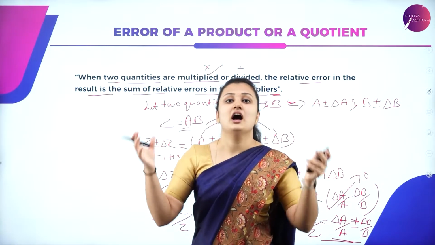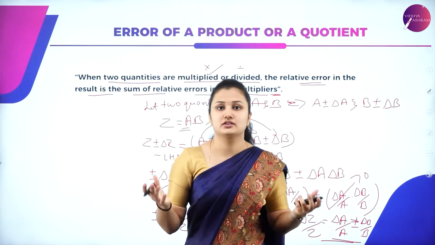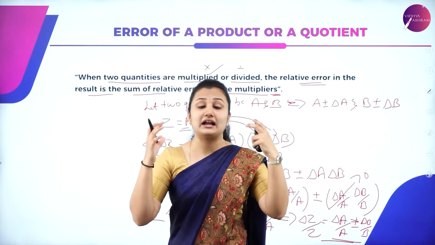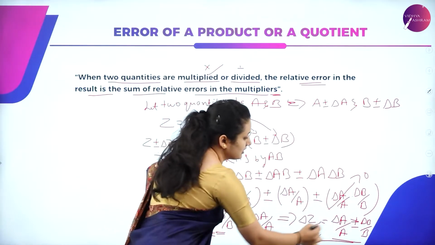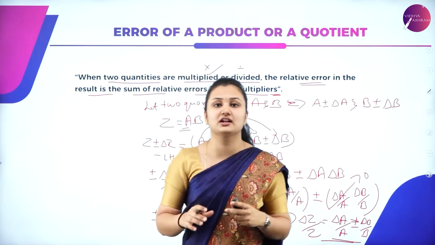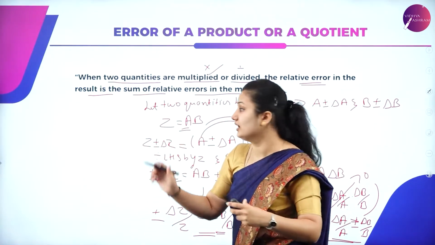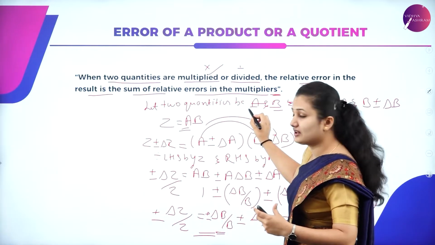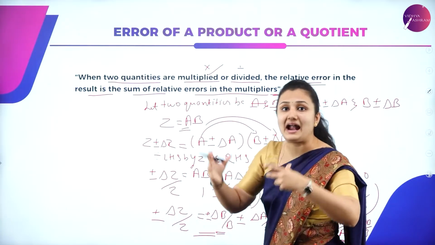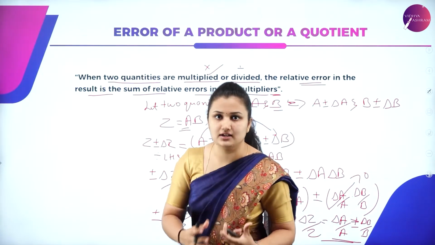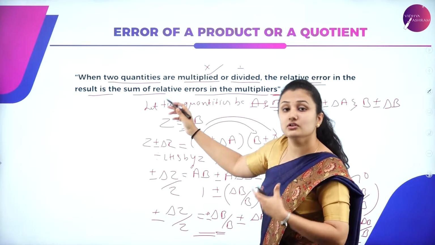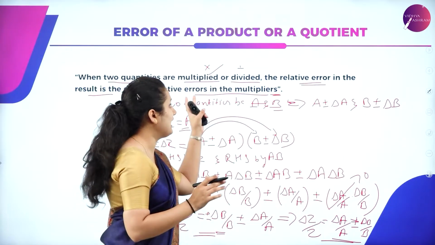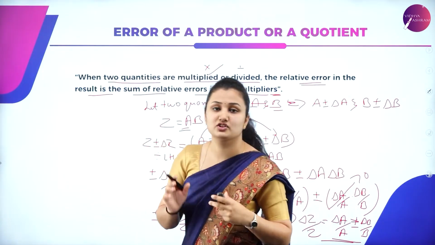When two quantities are divided or multiplied, I am not bothered whether it is divided or multiplied. The relative error in your final result will be the sum of relative errors in the two individual quantities. Relative error in A and relative error in B will be added up at the end of the result. That is what my rule 2 is trying to say. So this is rule 2. Either you multiply or you divide, the error should be the sum of relative errors. It should be summed up.